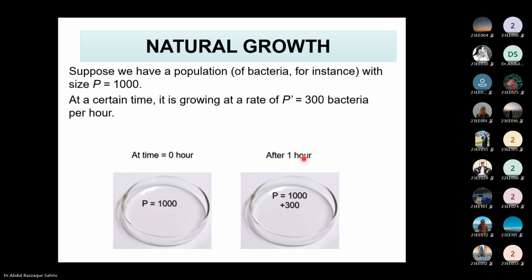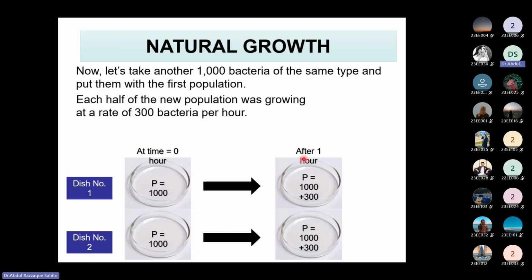ठीक है. Now let's consider, अगर मैं शुरू में बजाय एक पेट्री डिश के, if I place 2 dishes, dish number 1, dish number 2, दोनों में initial population is 1000, same atmosphere, same culture. After 1 hour, what will be the population in the first petri dish? 1300. और दूसरी पेट्री डिश में कितना होगा? 1300 होगी, यानी 300 की बढ़ोतरी. तो मतलब सेम टाइप की ग्रोथ होगी. ग्रोथ सेम है.